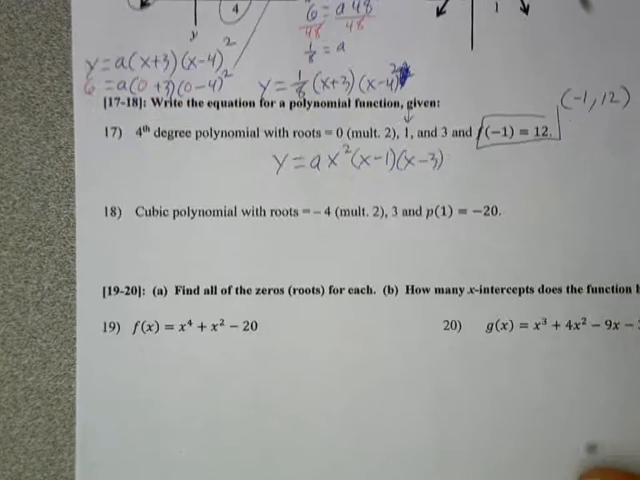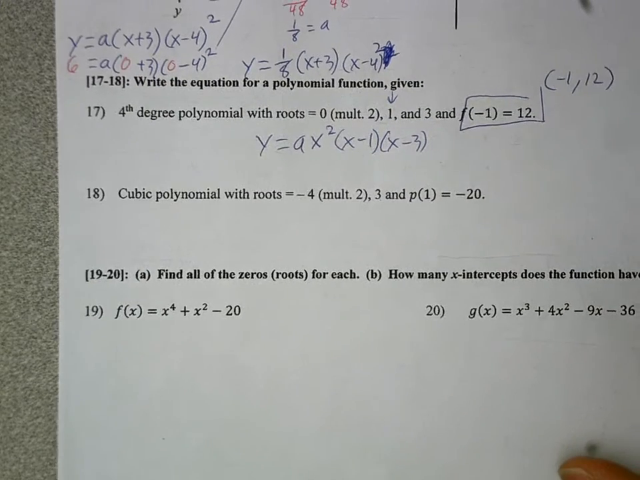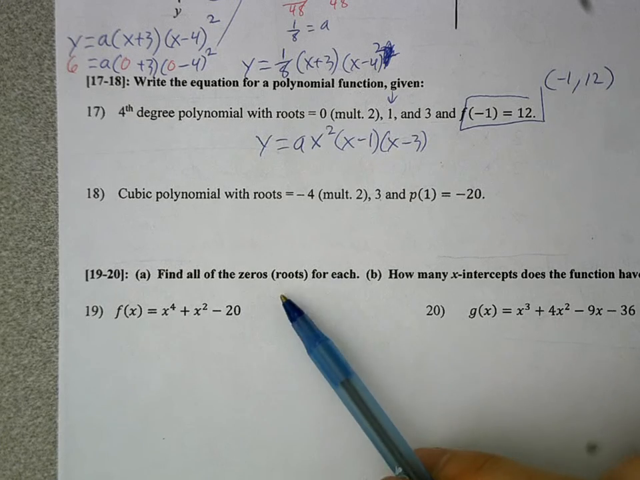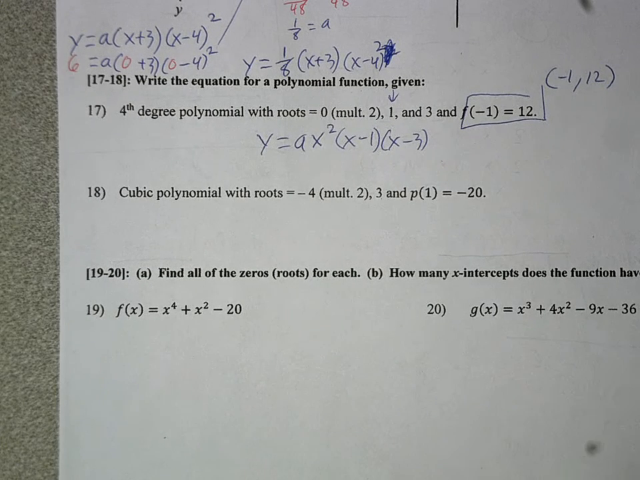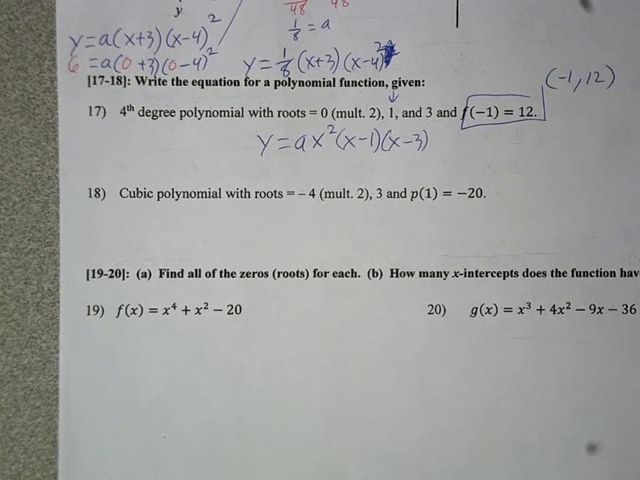And then the last two down here, 19 and 20, are exactly what you're doing on the front page. You're factoring it any way, shape, or form, and then giving us the zeros or roots for each one, and saying how many x-intercepts that function has. It's the exact same thing we were doing for 4 through 10. Does anyone have any questions about Unit 3's review?